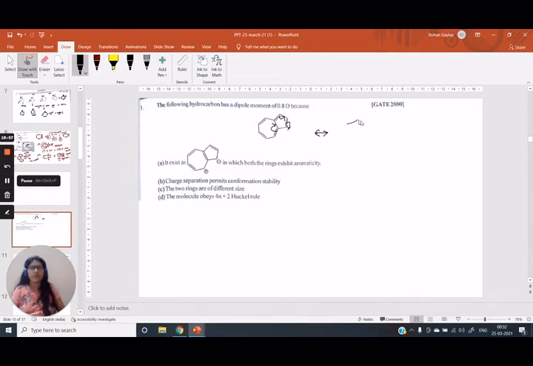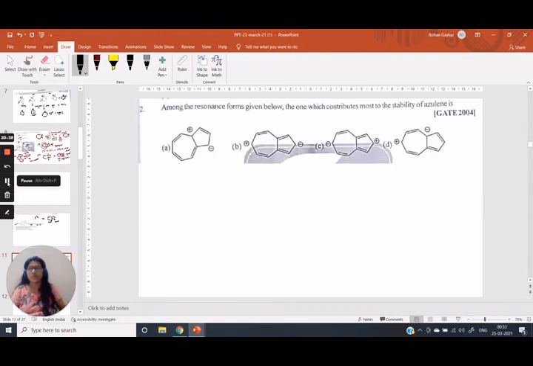then we get a positive charge generated here, here a double bond, here a double bond, here a negative charge. Here this ring consists of 6 pi electrons and this ring also consists of 6 pi electrons. Therefore in this system both rings are aromatic and it exists like this structure. Therefore option A is correct. Due to this charge separation, the dipole moment is 0.8. Therefore option A is correct.